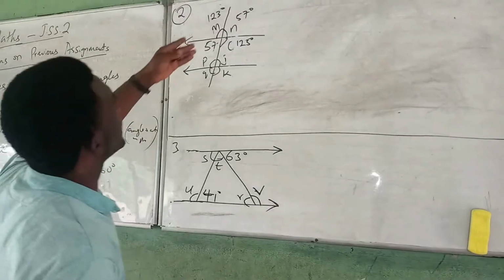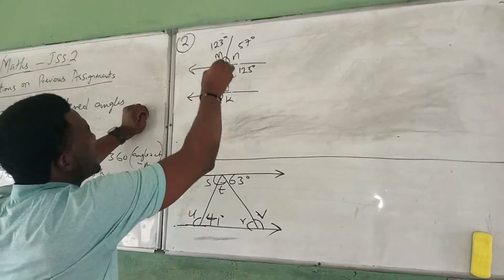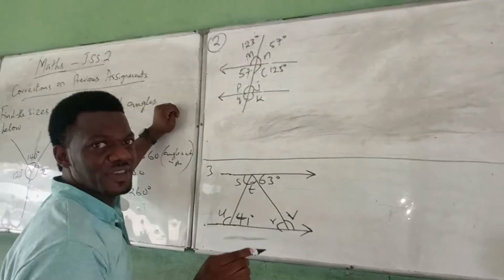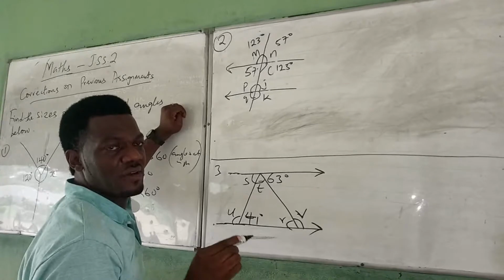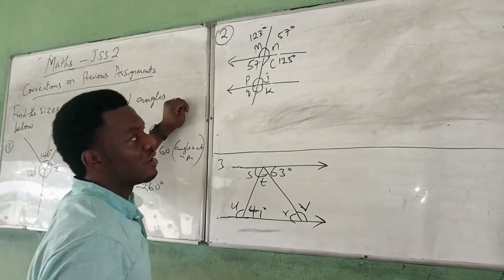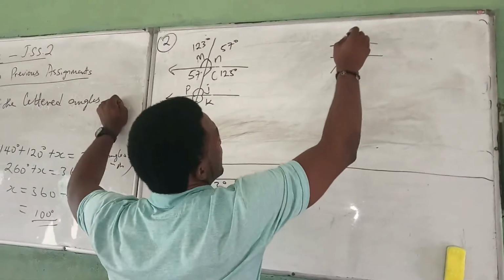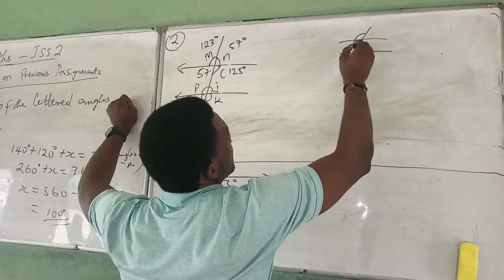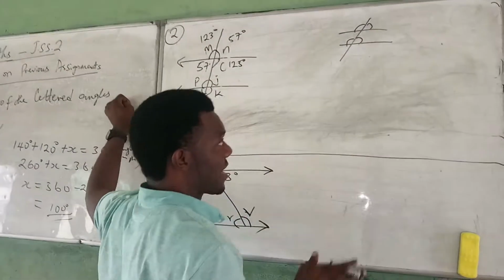Looking at this now, there is a Z shape here. You see the Z shape. Remember the rule of the Z shape. When a transversal crosses parallel lines, first of all, corresponding angles are equal. This one corresponds to this place, and this place corresponds to this place. So corresponding angles are equal.